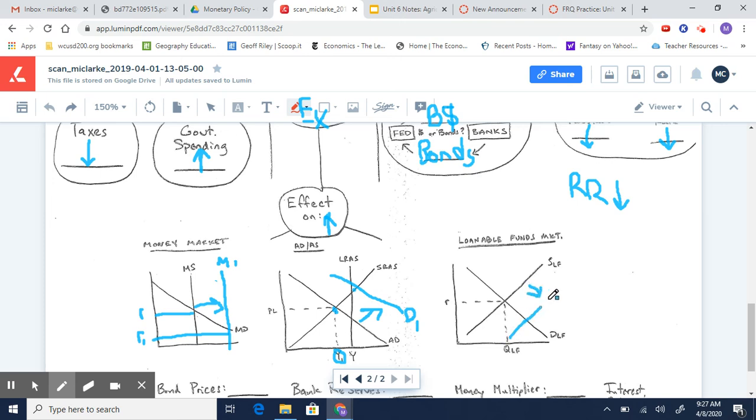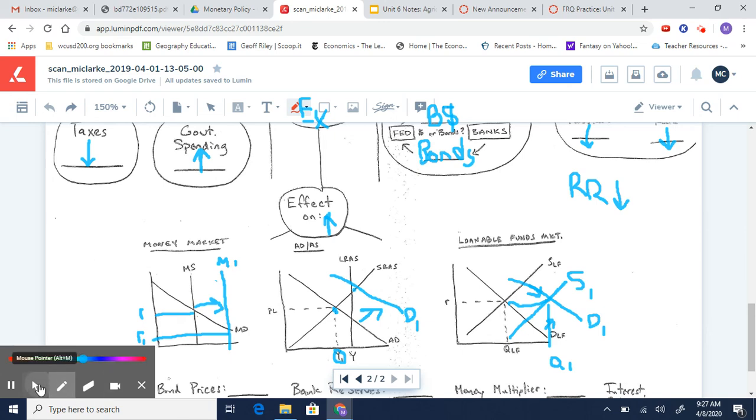The supply of loanable funds, banks have a whole bunch of money, so the supply of loanable funds is going to increase. And because interest rates are lower, people want to borrow more money. So the demand for loans is going to increase as well. So the effect on interest rates is going to stay the same here, but there's definitely more quantity. There's a higher quantity of loanable funds. All right.